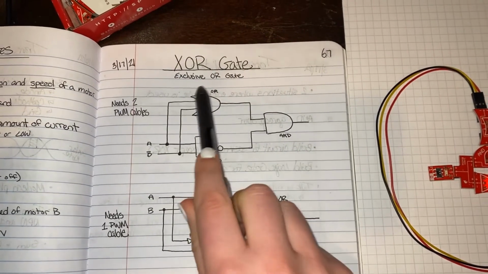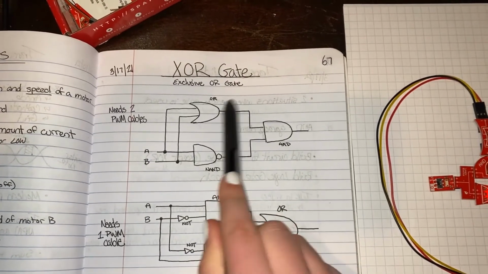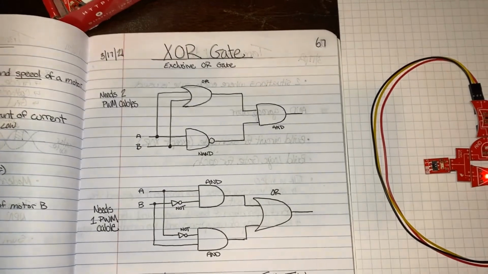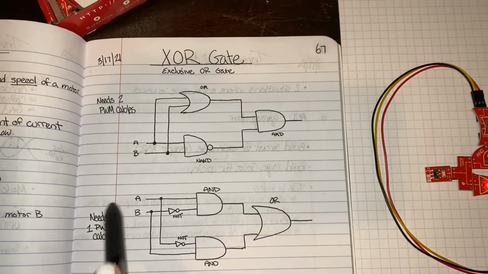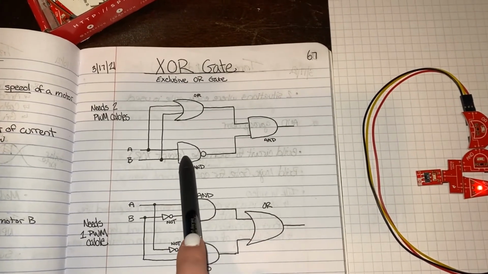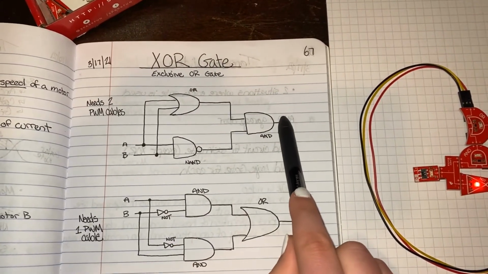So this is the XOR gate, the exclusive OR gate. This first schematic needs 2 PWM cables, and the second one only needs 1 PWM cable. So we have our inputs A and B, it goes to an OR gate, and then a NAND gate, and then goes to the AND gate.